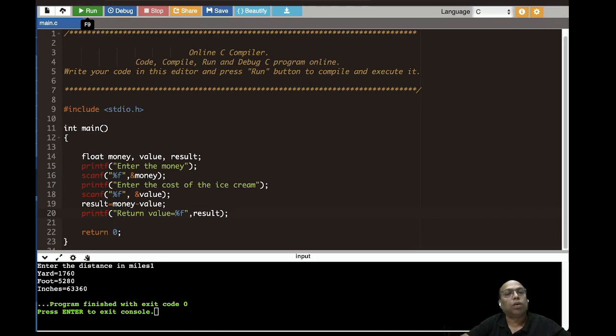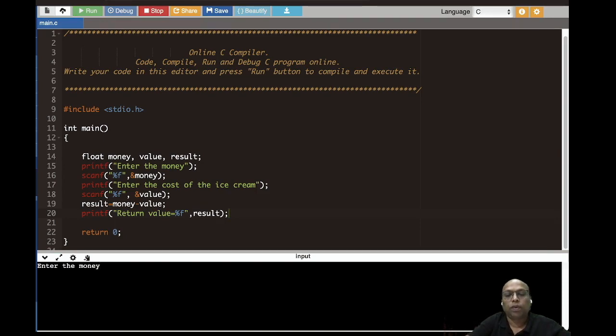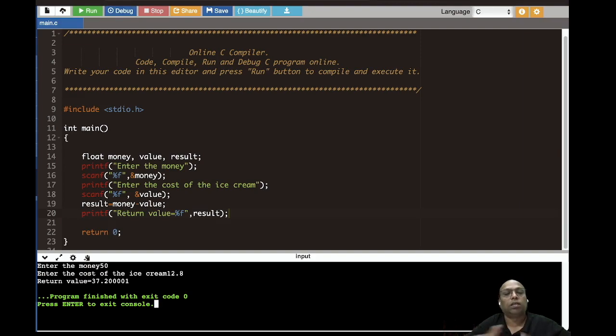So I'm going to run the code. Enter the money, which is a gift, 50. What is the value of the ice cream? It is 12.8. And the return is 37.200001 coming. Why is the one coming? You will come to know when I teach the data types and how they are stored. You will come to know why this one came into existence. Okay, let's go to the next problem.